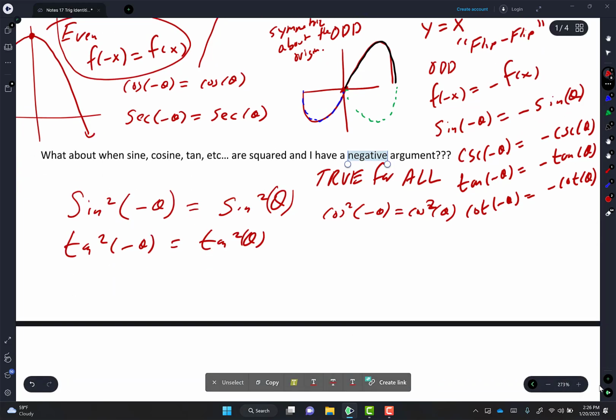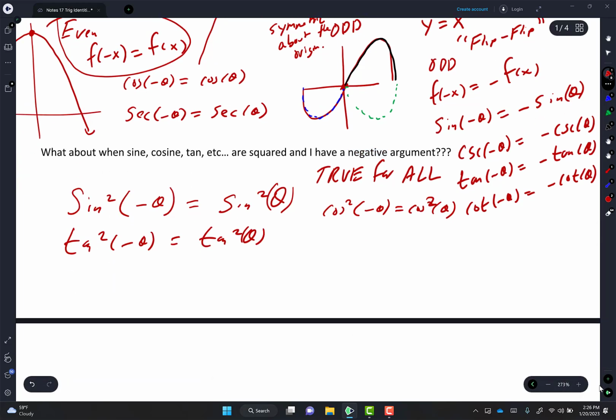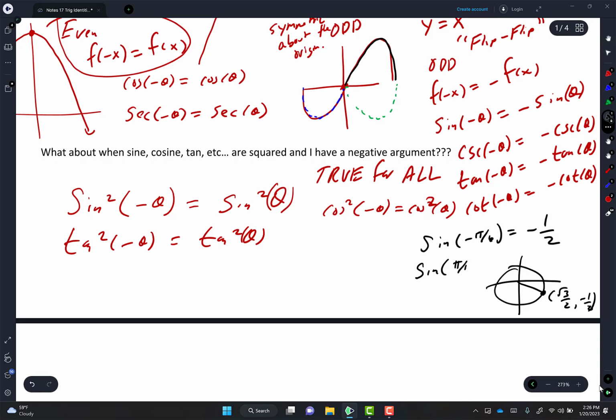That's a square there. And let me give you an example. Everyone knows, or at least I hope, because we haven't done unit circle quizzes in a while, that sine of negative pi over 6 is a negative half. Right? Because I'll draw a unit circle real quick right here. Negative pi over 6 is right here. Remember that sine is a y value. Square root of 3 over 2, comma, negative half. Everyone knows that sine of pi over 6 is a positive half.